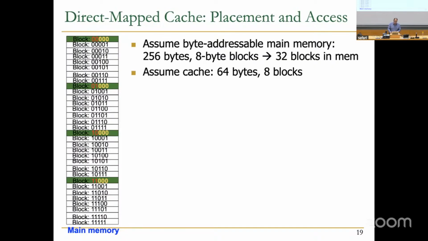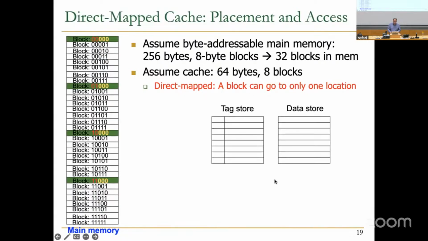So we assume that our cache has 64 bytes and 8 blocks. In a direct mapped cache, a block can go to only one location. So we have a tag store and a data store. In our data store, we have 8 blocks, as we assume here. And this is the tag store. Here are the valid bits. And also we need to keep tag bits for each of these blocks.